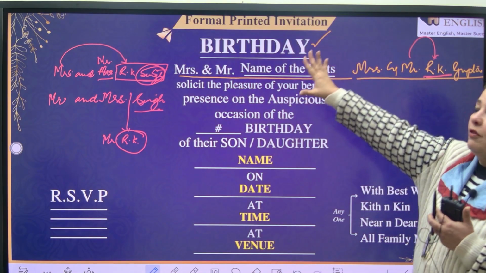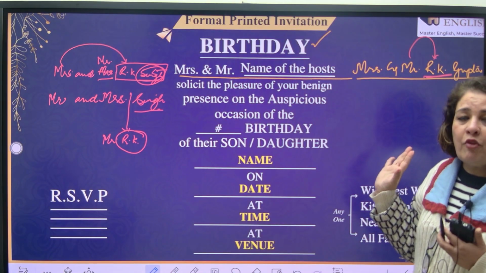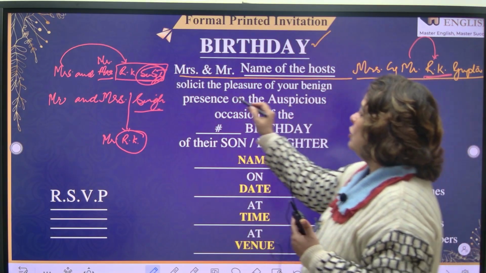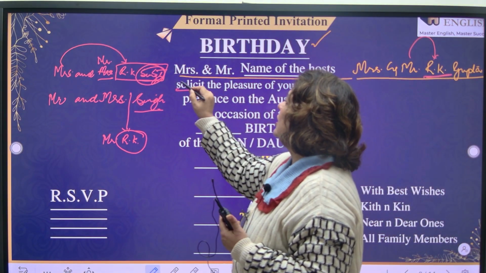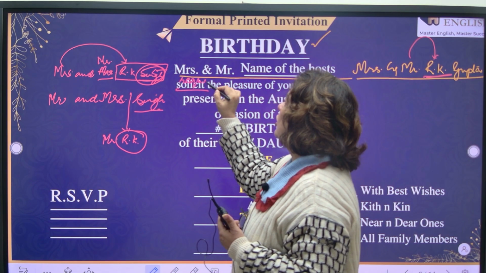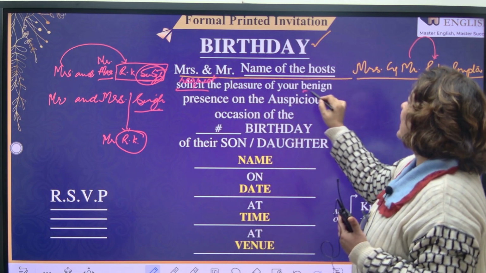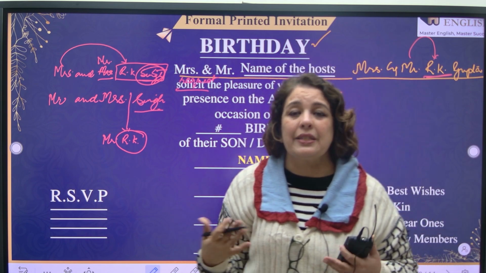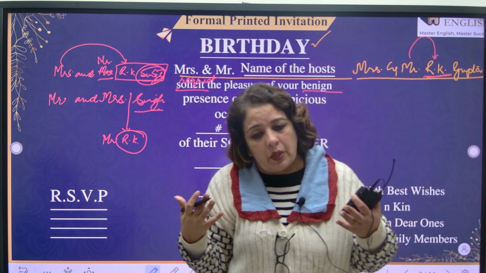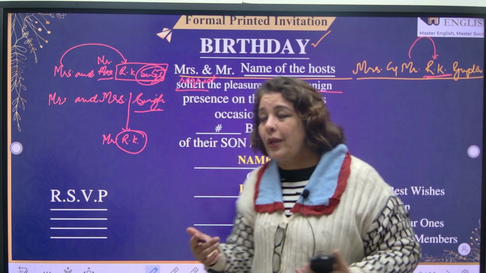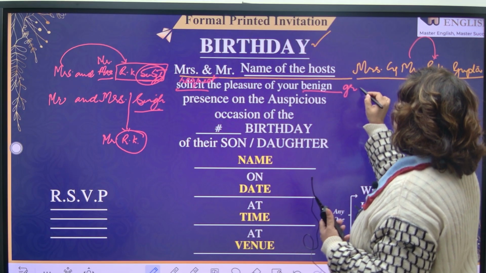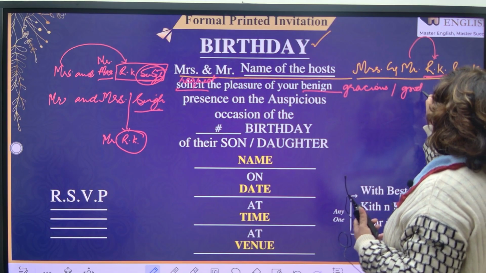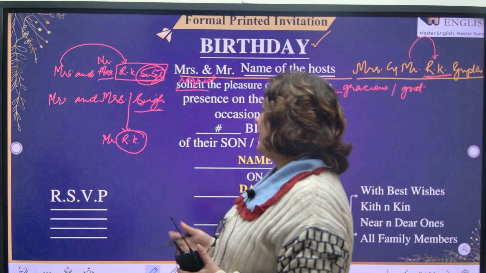Now here it is. We are doing the format of the birthdays. Mrs. and Mr. Name of the host. Solicit. What is the meaning of the word solicit? Solicit means request. The pleasure of your benign company. Benign means a good, honored, respectable. Okay, also you can say gracious. Okay, so the meaning of benign is gracious, important, good. They are trying to regard you by saying this.